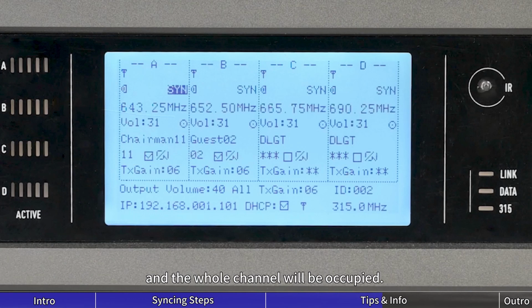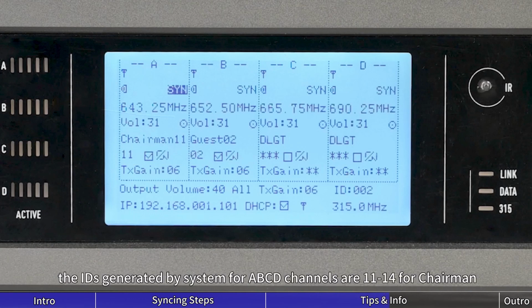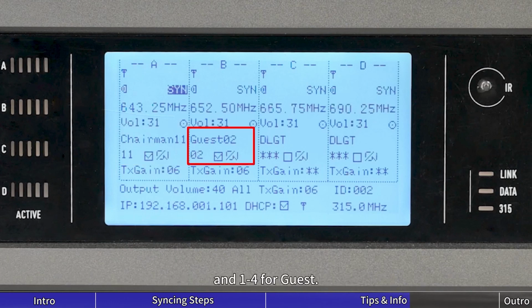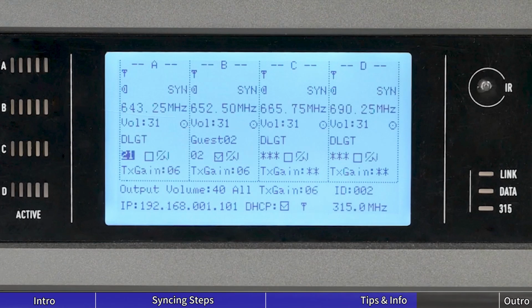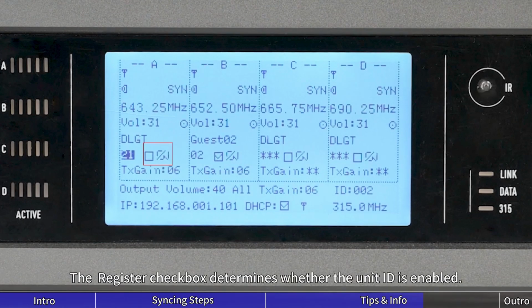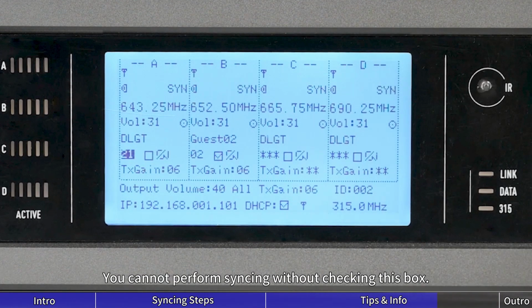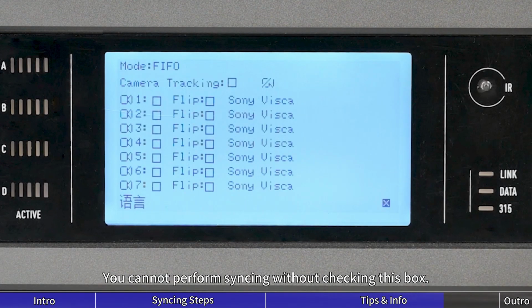By default, the IDs generated by the system for ABCD channels are 11 to 14 for chairman and 1 to 4 for guest. The register checkbox determines whether the unit ID is enabled. You cannot perform syncing without checking this box.